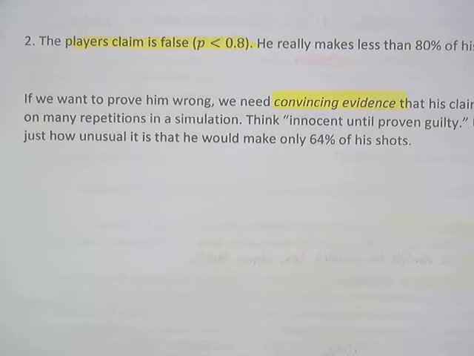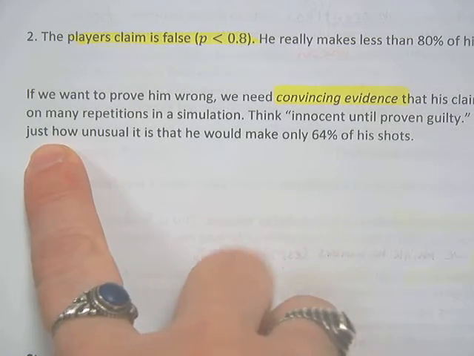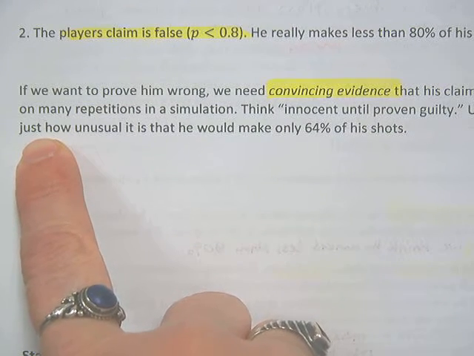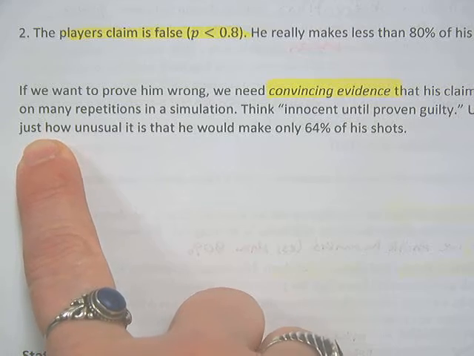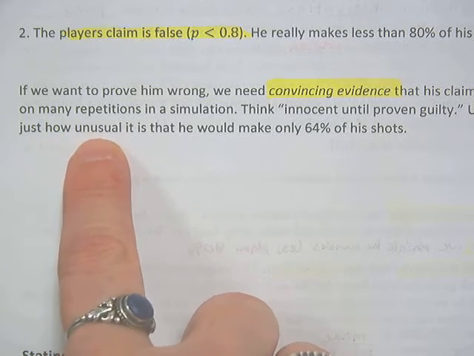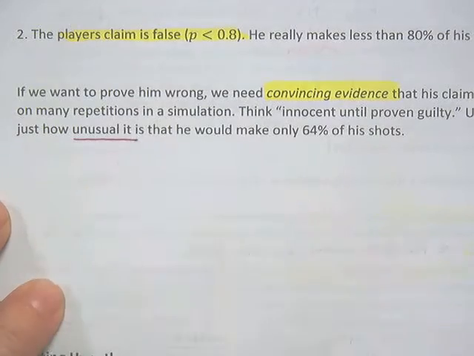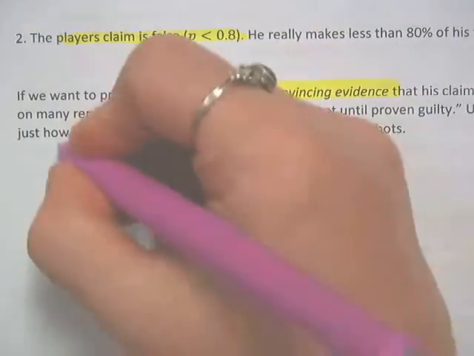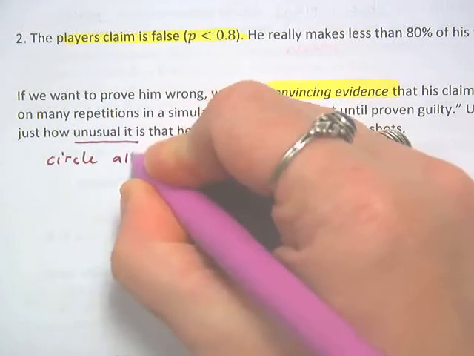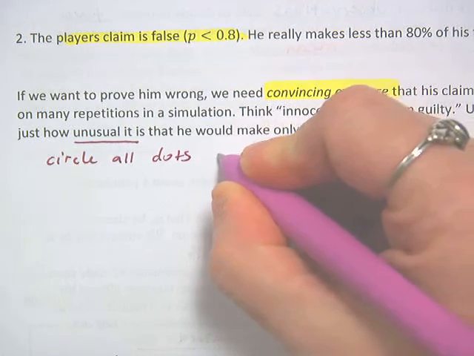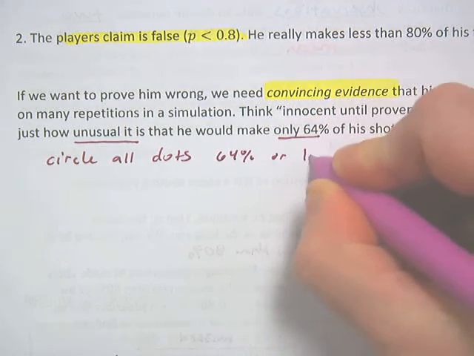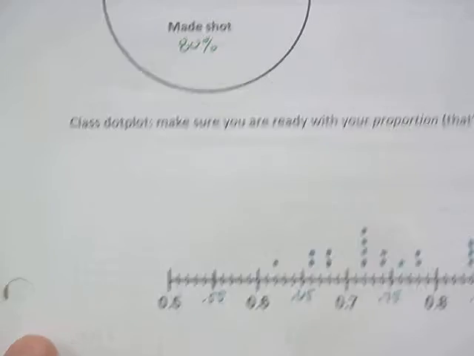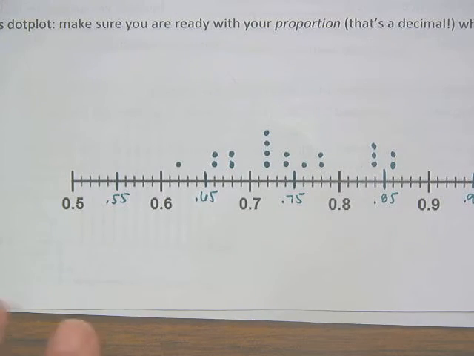And so what I want you to do, it says use your class dot plot, which by the way, second period, your dot plot is completely different from all the other classes' dot plots, as it should be. Use your class dot plot to see how unusual it is that he would make only 64% of his shots. So here's what I want you to do. You are going to circle all the dots that are 64% or lower. 0.64 or lower. Circle them.